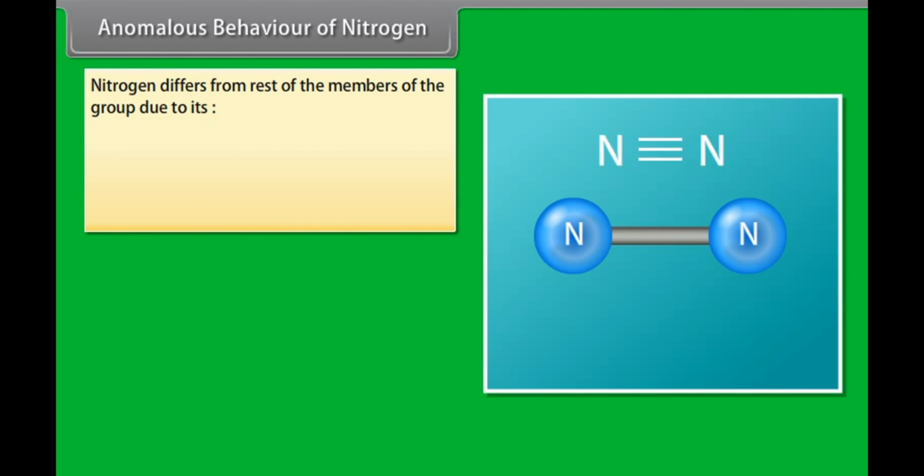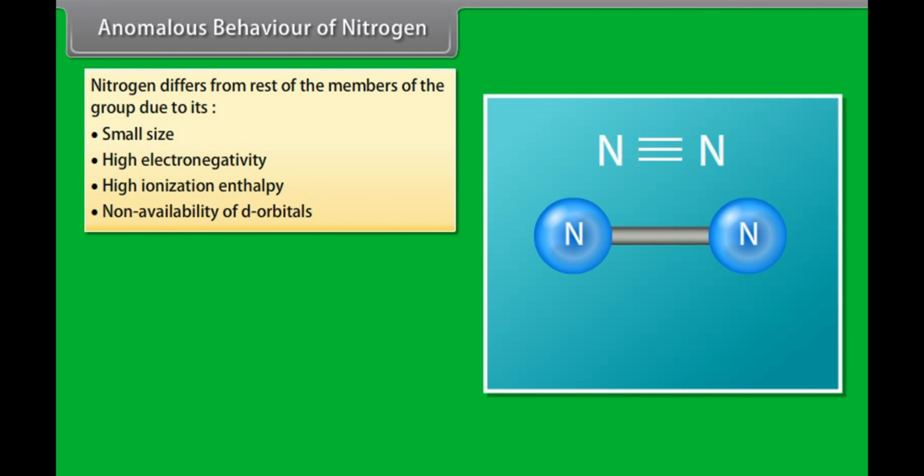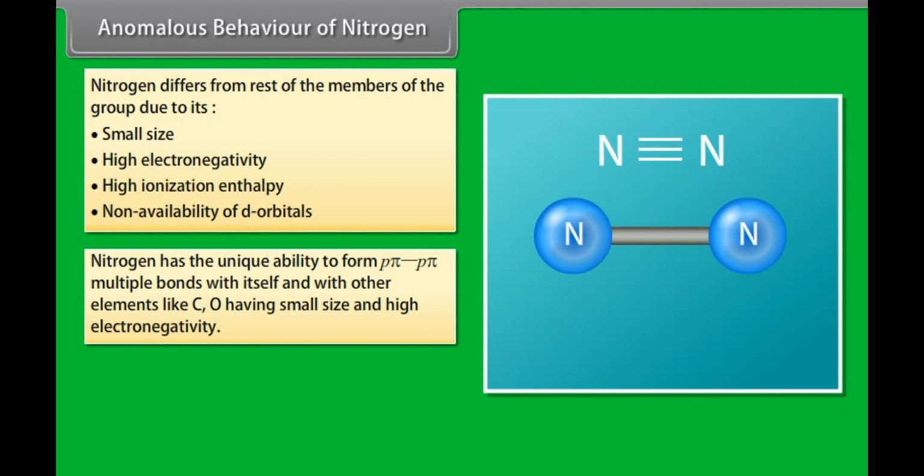Nitrogen differs from the rest of the members of the group due to its small size, high electronegativity, high ionization enthalpy, and non-availability of d orbitals. Nitrogen has the unique ability to form pπ-pπ multiple bonds with itself and with other elements like carbon and oxygen, having small size and high electronegativity. Thus, nitrogen exists as a diatomic molecule with a triple bond between the two atoms, having high bond enthalpy 941.4 kJ per mole.